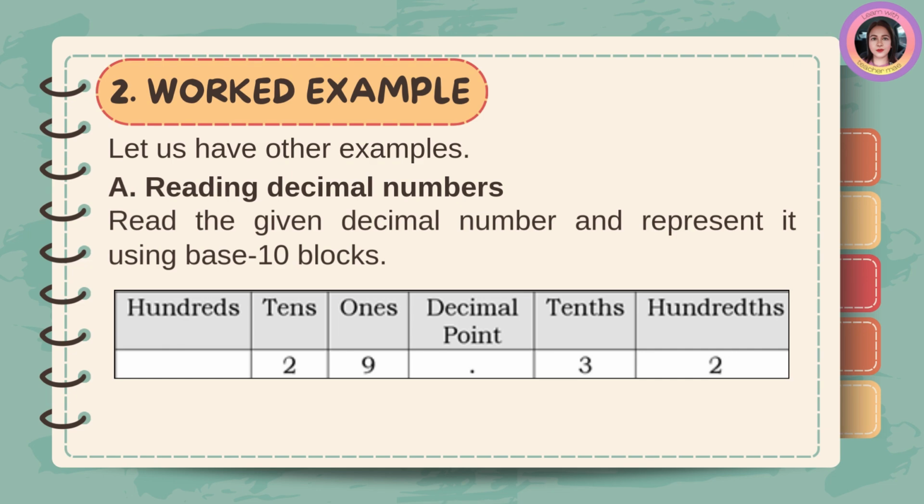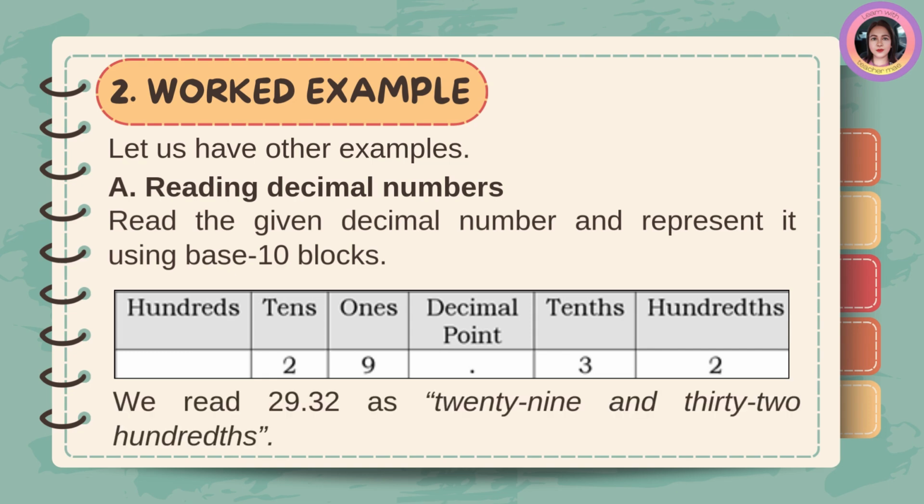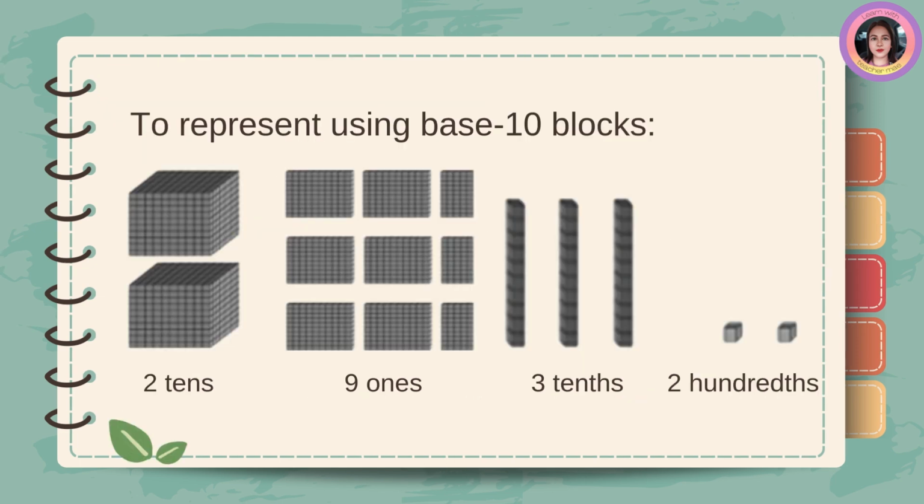Let us have other examples. A. Reading decimal numbers. Read a given decimal number and represent it using base 10 blocks. We read 29.32 as 29 and 32 hundredths. To represent using base 10 blocks, we have 2 tens, 9 ones, 3 tenths, and 2 hundredths.